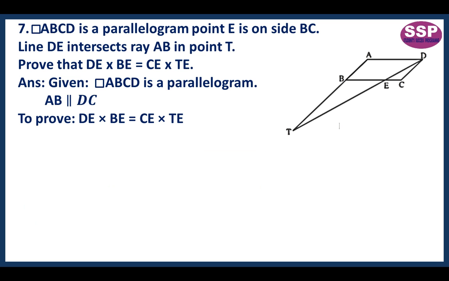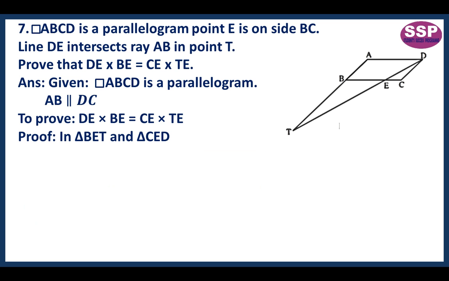Now observe the figure. What we have to do, as earlier we have seen, is prove two triangles similar. Which triangle? Now see what we have to prove: DE multiplied by TB is equal to CE multiplied by TE. Now DE, TB, CE, TE are the sides of the two triangles BET and CED. Therefore, we have to prove these two triangles are similar.